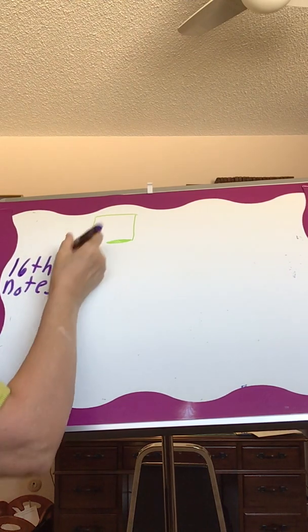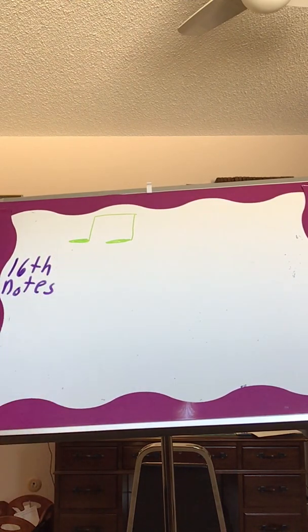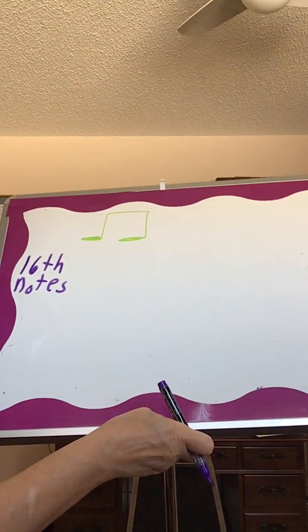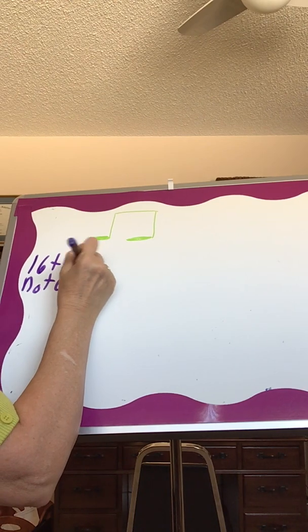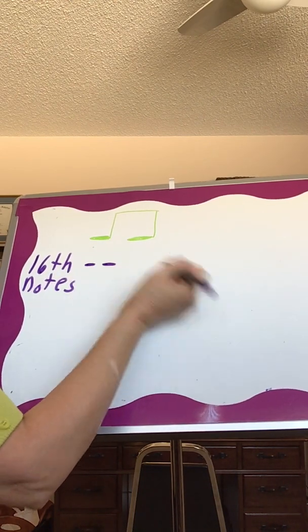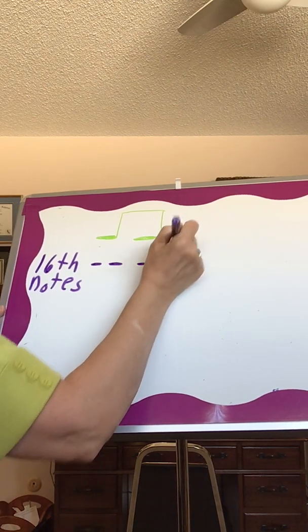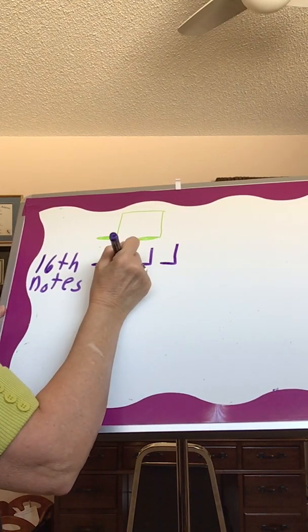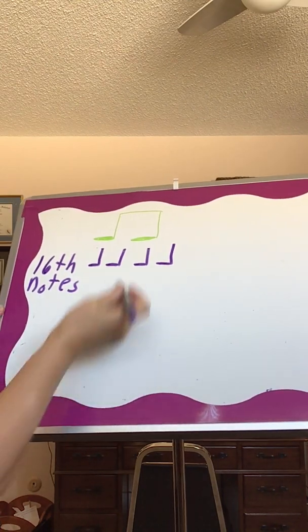There are two 16th notes in an eighth note. I'm going to pull this over so you can see. So this is 1, 2, 3, 4. 1, 2. There's my 3, 4. So right now those look like quarter notes, don't they?